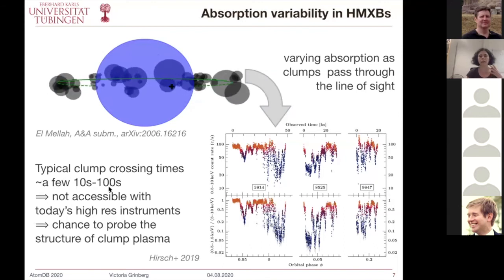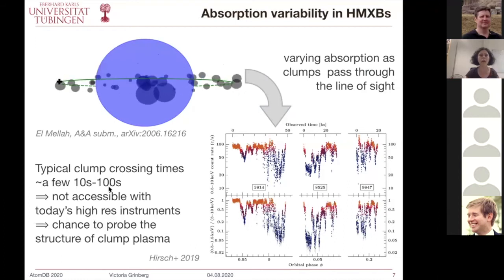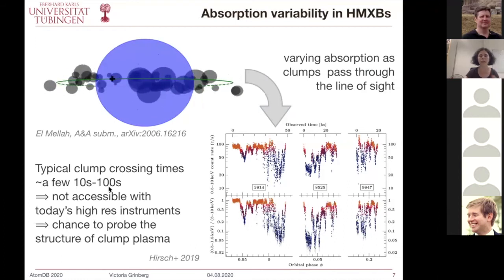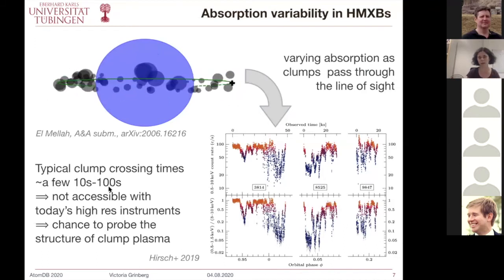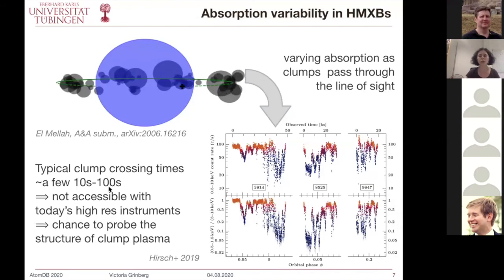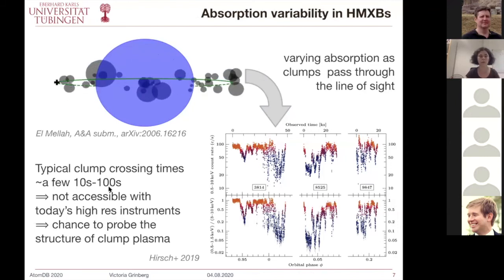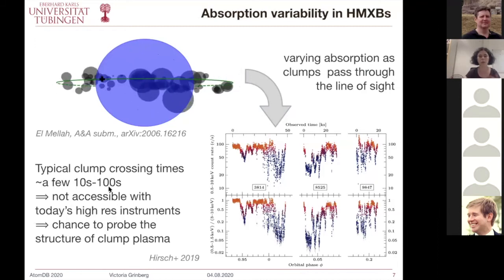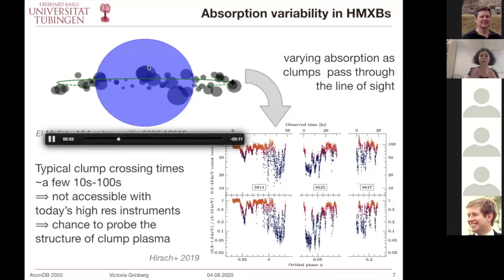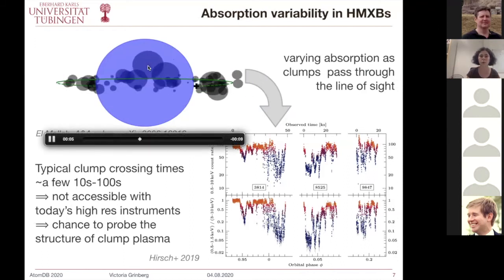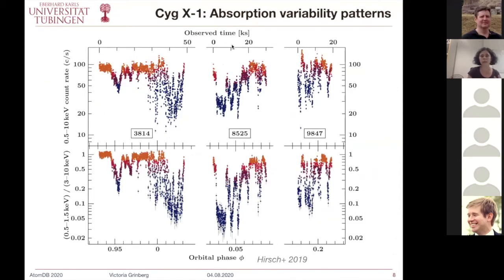And with today's instruments, as amazing as Chandra and XMM are, we cannot actually make a high resolution spectrum in a few 10 seconds. Also, usually not in 300 seconds. This is something that will be possible with Athena, but we are not quite there yet. But at the same time, the fact that we have this absorption gives us a chance to actually probe this emission. So once again, this is the same plot as before.